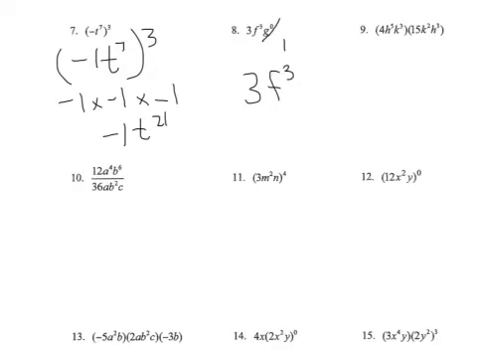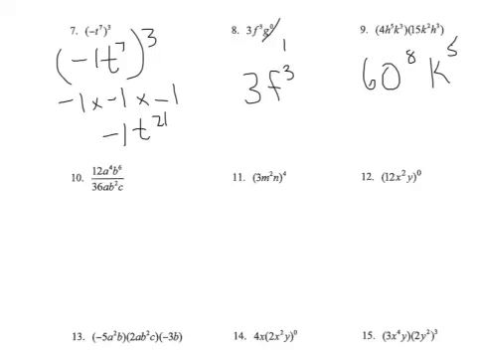Number 9, we've got parentheses again, and we're going to multiply the numbers. 4 times 15 is 60. And now we're going to add the exponents. We have 5 h's and then another 3 for 8. Then 3 k's and another 2 for 5.